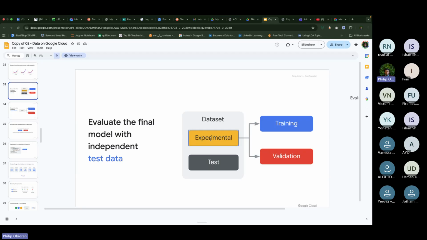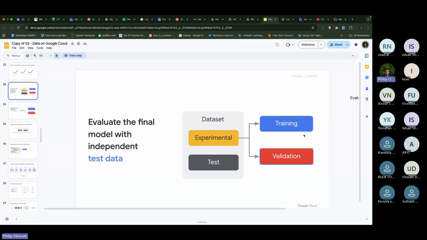So in fact, in the certification exam, you might see questions that have to do with experimental. You just know that it's talking about training and validation. During experimentation, training and validation. Right?